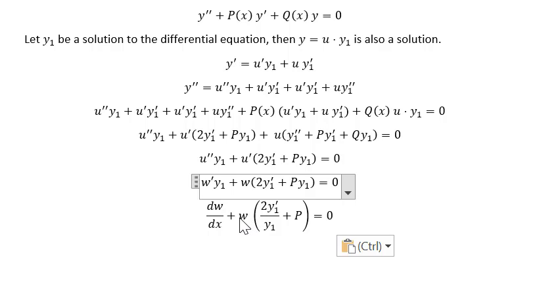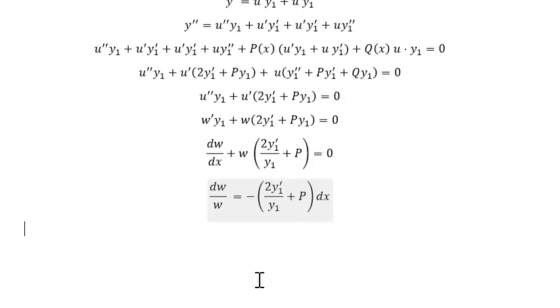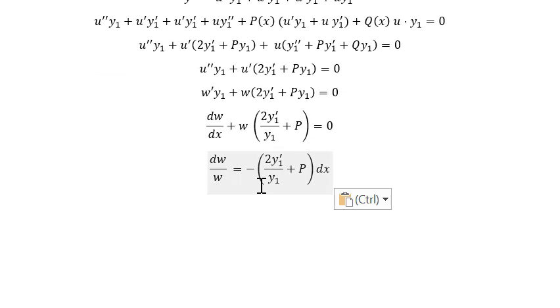We can bring this w times the thing in the parentheses over to the other side, and then divide by w, and then multiply by dx. And so we will have this equation. And then remember that y1 is a specific function of x, and p is also a function of x, and w is the other variable. So y1 in this case is no longer a variable, it's a specific function that we found because we said that it was one of the solutions.